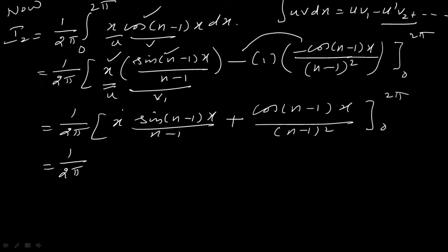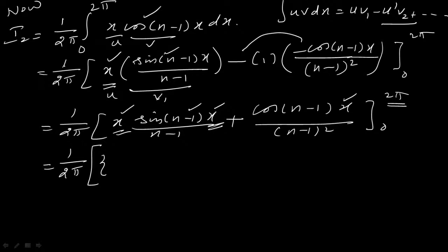So 1 by 2 pi, let me mark the positions of x. So these three positions we have x. So put a big parenthesis, inside that you have sub parenthesis for upper and lower limit, okay. So first let me substitute x for 2 pi. What happens? So here, in two places, we have to substitute 2 pi.